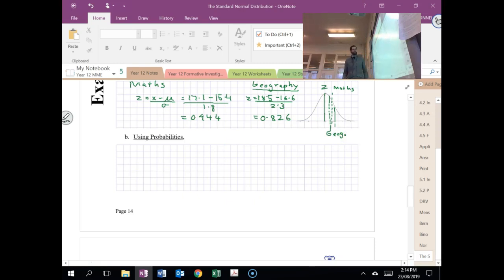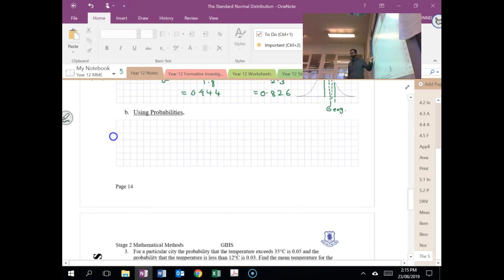Now what that means is, relative to the mean and the spread of the distribution, we actually did better in maths because we're higher up on the Z distribution, which means we got further away from the mean, which means we're above that middle score. We're further above that middle score than geography. So when we're comparing two scores, it's relative to the mean. It's relative to how everybody did, considering the spread of how they did as well. So we did better than other people, as you would expect, because it's maths, not geography.